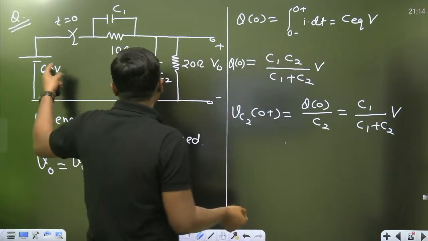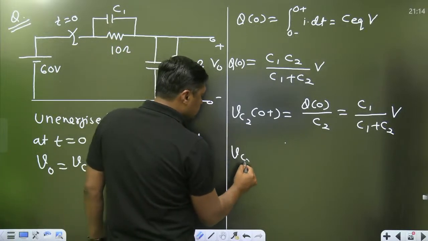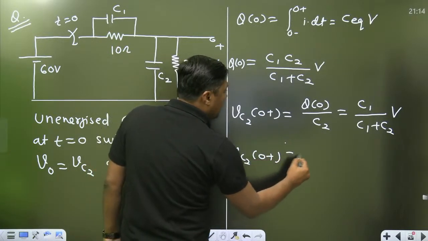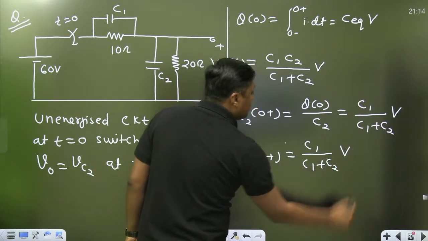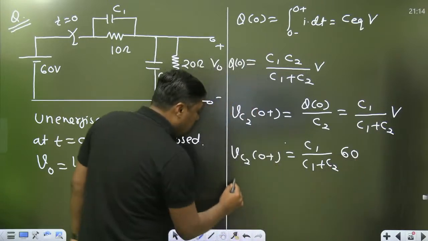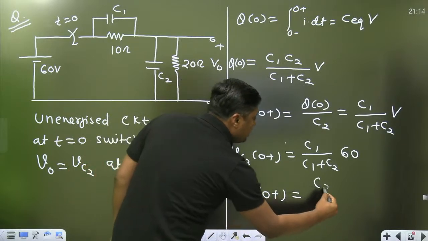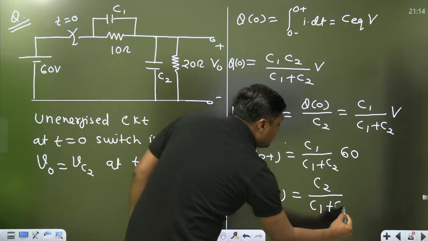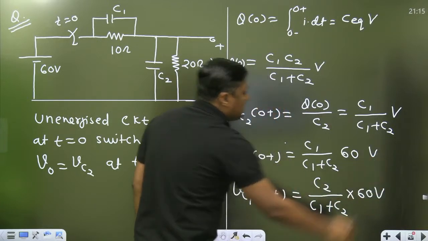What is V? 60 volt. So the answer is C1 divided by C1 plus C2, into V, 60 volt. And similarly, what is the voltage across the other capacitor, C1? C2 divided by C1 plus C2, into 60 volt. That will be the answer.